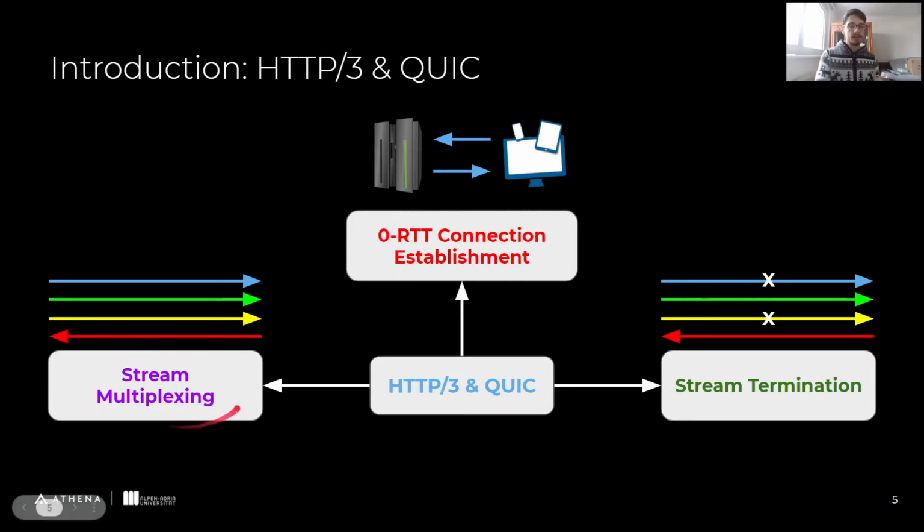The second important feature is stream multiplexing, which allows us to create different independent and concurrent streams at the same time. The independence of the streams is also enhanced by the fact that QUIC runs on top of UDP, which means that each stream suffers less from head-of-line blocking. The third important feature is stream termination, which means that we can cancel one or many streams if they carry data that are no longer of interest to us.